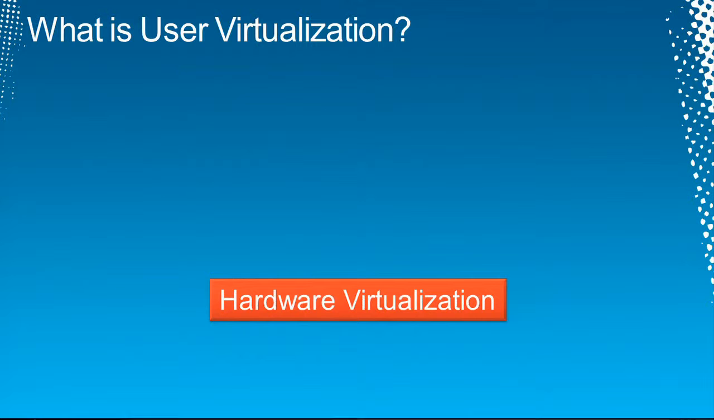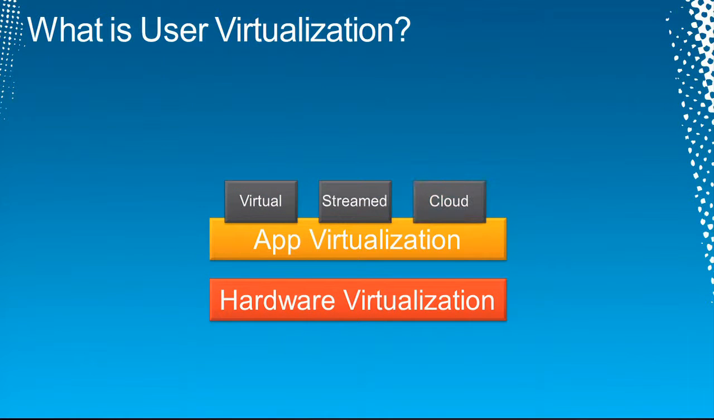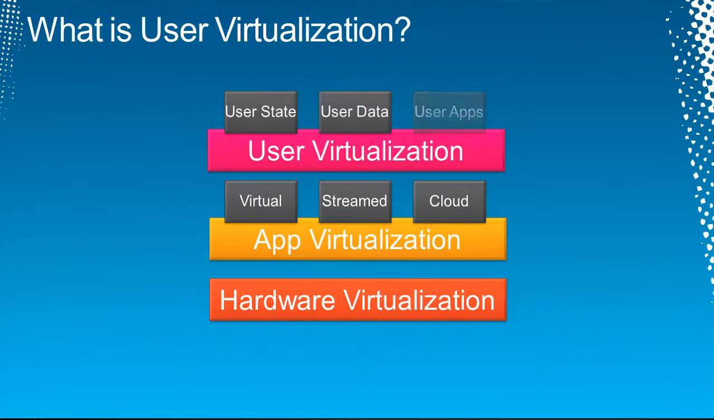So it looks something like this. You have your hardware virtualization layer, and you have your application virtualization layer: virtual apps, streamed apps, cloud apps. Then you have your user virtualization layer, and this is where your user state, your user data, and your user apps are. It's very important as well that you have policy on these layers. You need to be able to control where that data can go, what the user sees, what the user can do, what the user can install, and so on. So policy is still a very important aspect of the user virtualization layer, just as it is with the application layer.